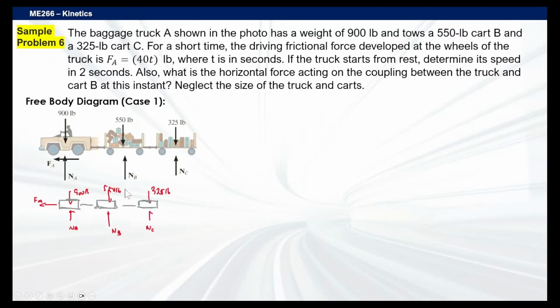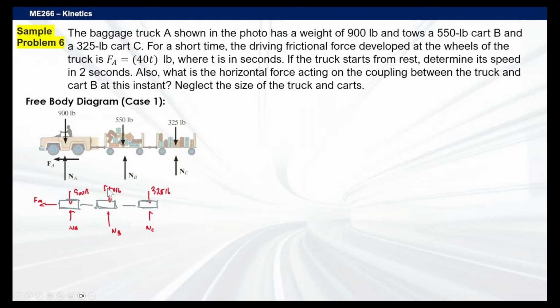You can draw it separately and simplify it accordingly. You don't need to draw the entire truck. Sometimes I just have enough time on my hands to draw them. As you can see, I'm not drawing the tensions in between the couplings here because that is asked in the second case. That's the requirement for the second case.